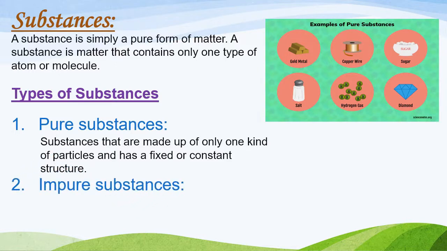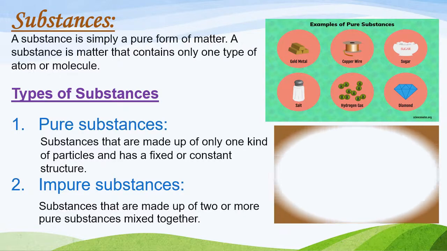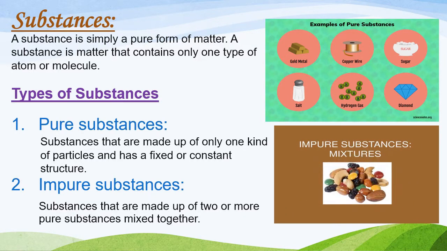Now second is impure substances. Impure substances are made up of two or more pure substances mixed together. It is a mixture. An impure substance is a mixture of two or more pure substances. Here some examples are given. It is a mixture of almonds and many other things. So it is a mixture, that's why it is an example of impure substances.